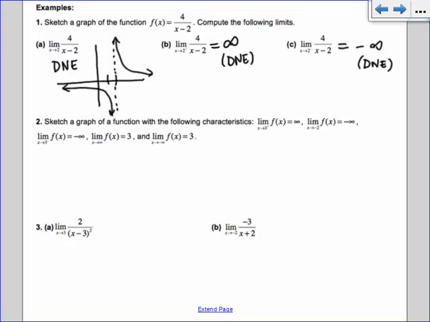I like seeing infinity or negative infinity. I feel like it's wrong. Because I want to know what's happening on the graph.